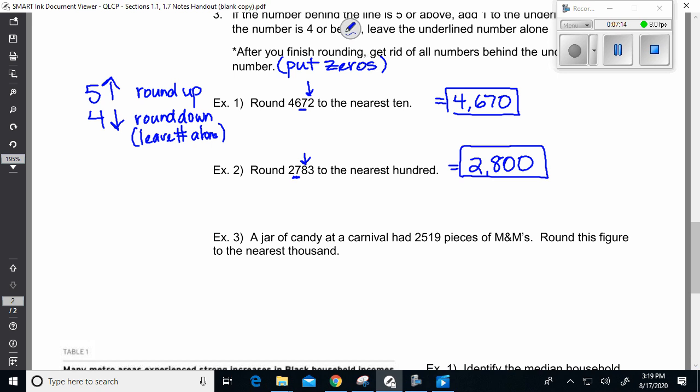So let's look at example 3. A jar of candy at a carnival had 2,519 pieces of M&Ms. Round this figure to the nearest 1,000. So if we round this figure to the nearest 1,000, 2,519, the thousands place is the 2. And we look at the number directly behind it. So that 5 triggers rounding up. So the 2 will move to a 3. And all the other numbers change over. So you're 3,000. That's it. Problem's over.